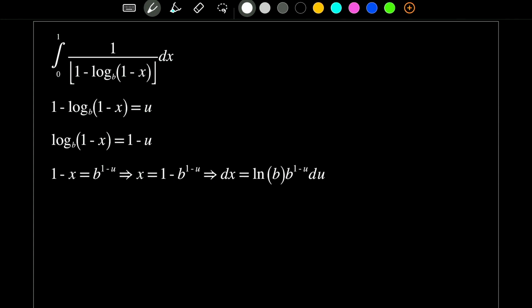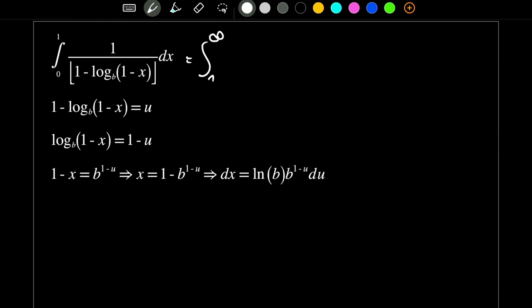And then the last thing to look at is our bounds. So what happens when x is equal to 0? What happens to u? Let's just look at this function over here. If we plug x equal to 0 there, we get log base b of 1, which is equal to 0, so u is equal to 1. And then secondly, when x tends to 1, which is the limit, at that point we're going to get log base b of 0, which is minus infinity. And 1 minus minus infinity is going to get us positive infinity.